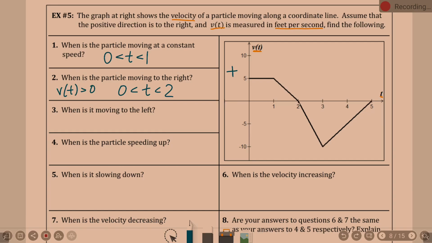In the same idea, when is it moving to the left? 2 to 5. When velocity is negative, less than 0, your particle moves to the left. My velocity is negative when my graph is below the x-axis. So from 2 to 5.